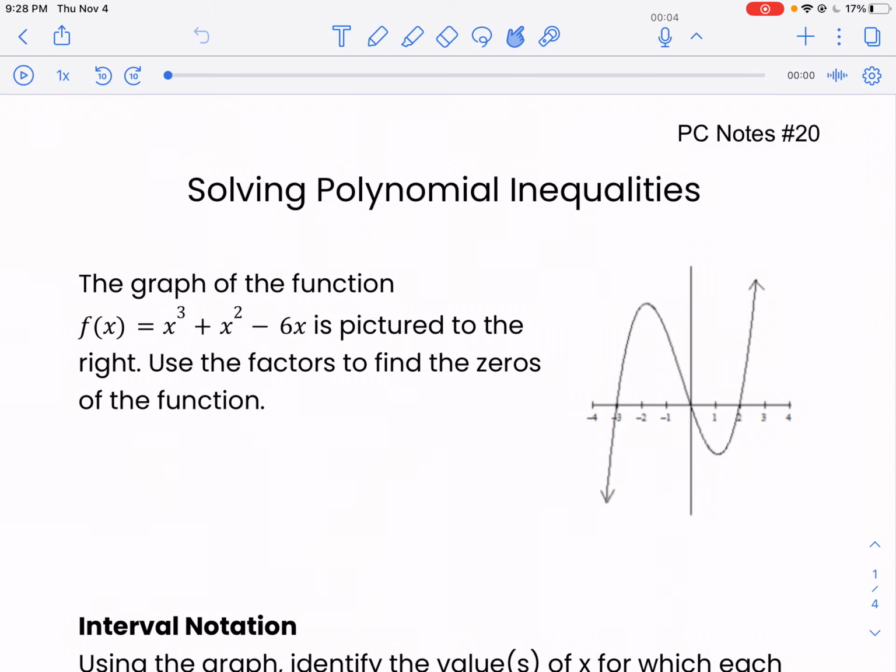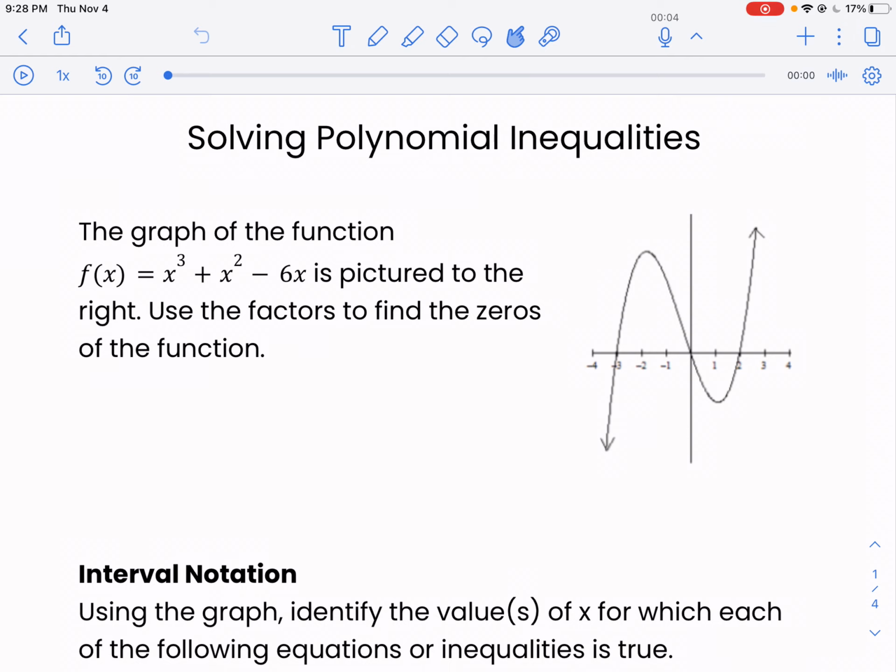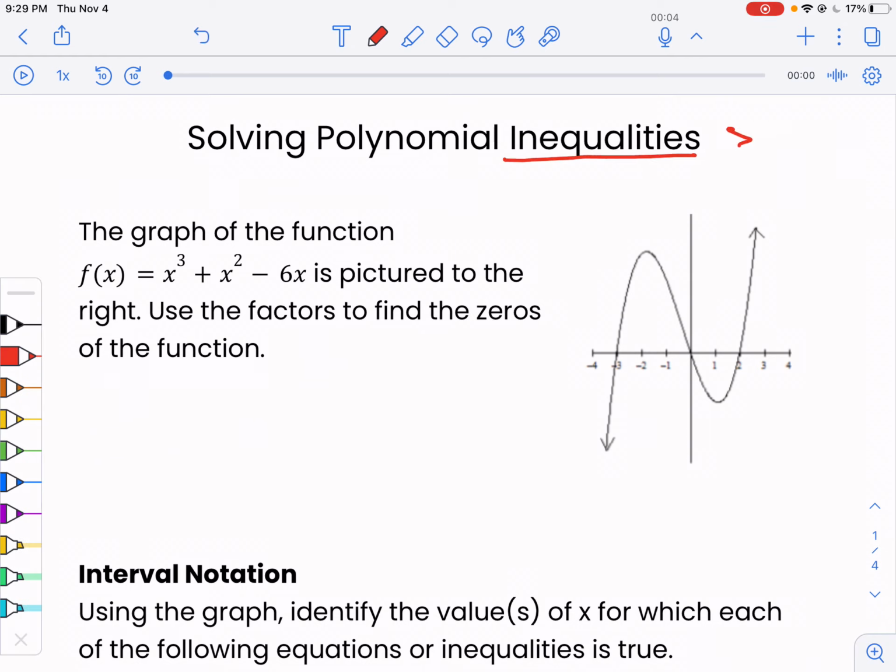Hi, so these are the notes for solving polynomial inequalities. In the past we have graphed polynomials, and today we're going to talk about inequalities. We've been dealing with equations so far, so for inequalities we're going to use less than, greater than, and equal to.